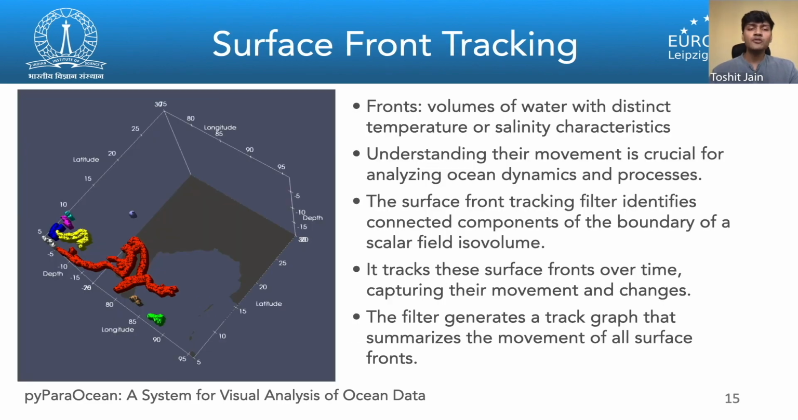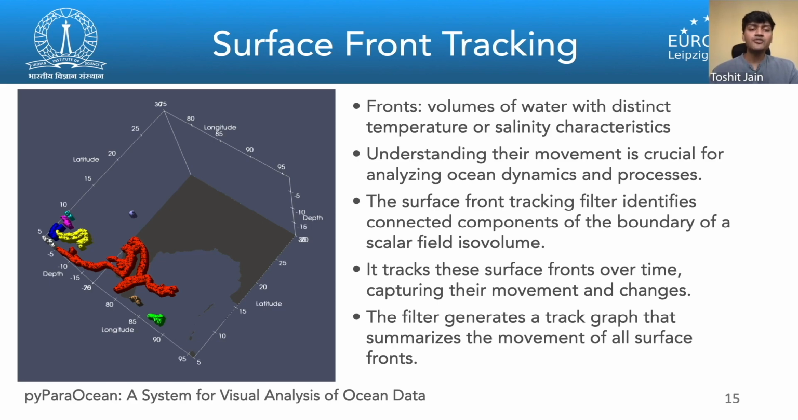Fronts are volumes of water with distinct temperature or salinity characteristics. A surface front is the boundary of a scalar field isovolume. Understanding their movement is crucial for ocean data dynamics and processes. Visualizing the movement of surface fronts helps in understanding ocean circulation patterns. Surface fronts serve as an effective representation of high salinity water masses.